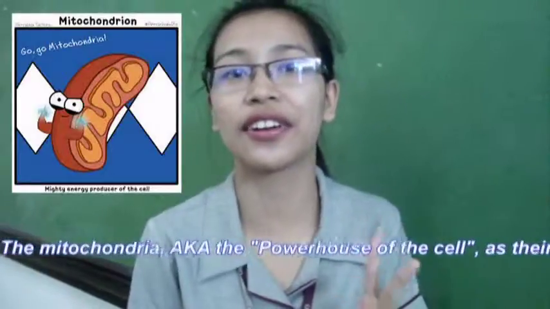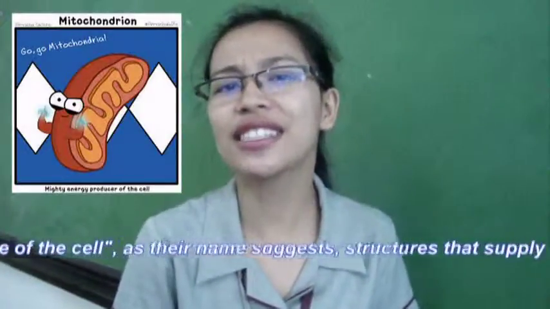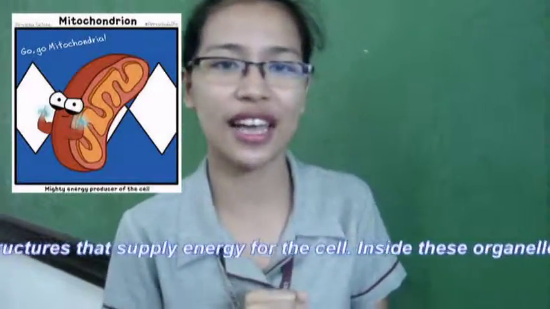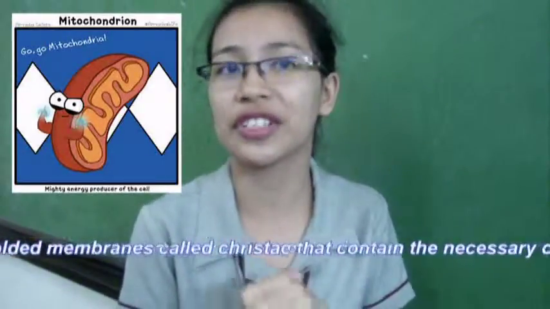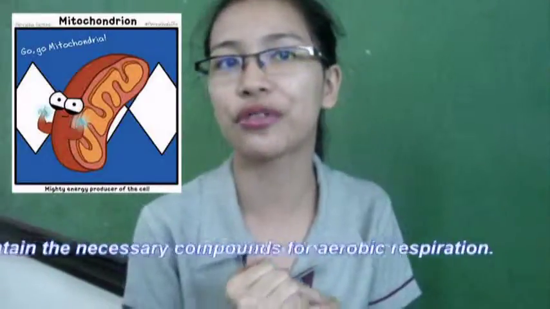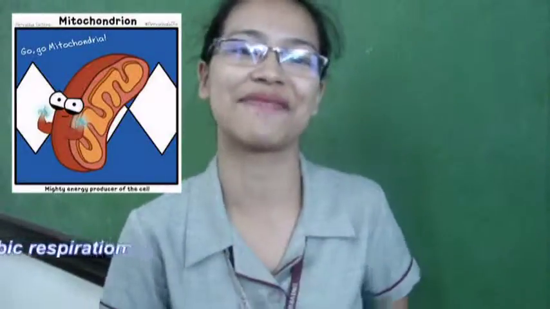The mitochondria, also known as the powerhouse of the cell, as their name suggests, supplies energy for the cell. Inside these organelles are many folded membranes called cristae, which are important for aerobic respiration.